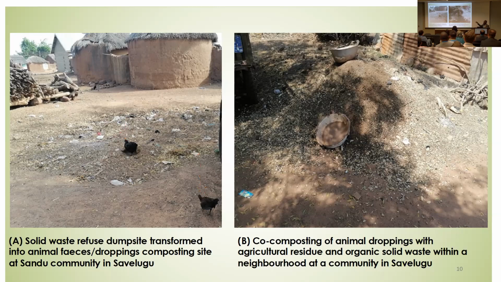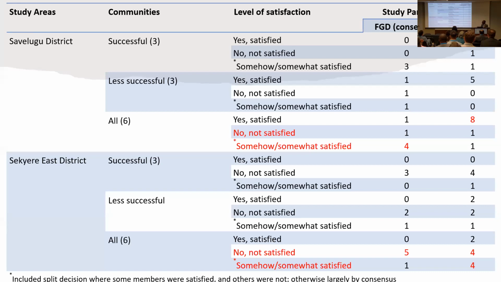This one is within the neighborhood. They are now heaping the animal feces, and then they add biomass from maybe groundnut shells, peanut shells, and they were composting. And the other one is within a neighborhood, and it's a bigger one. They were converting their old dump site to co-composting, where they are now adding animal droppings so that they could turn it to compost for the farm in the farming season. So we asked the groups, are they satisfied with what they are doing?